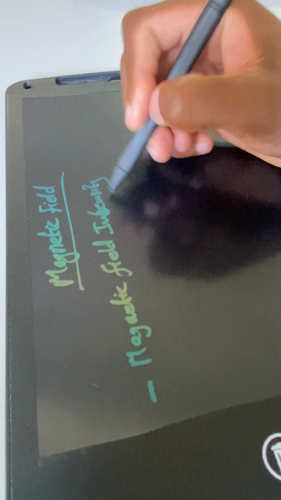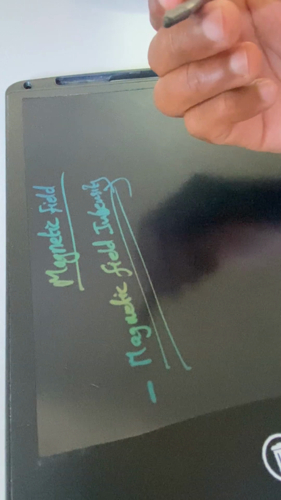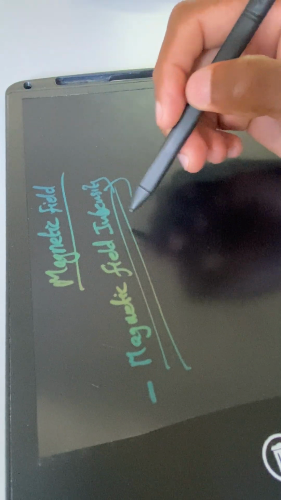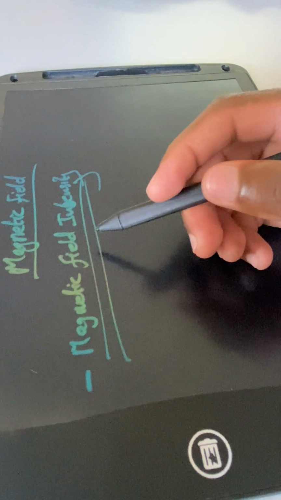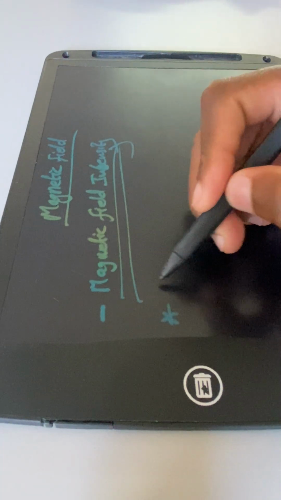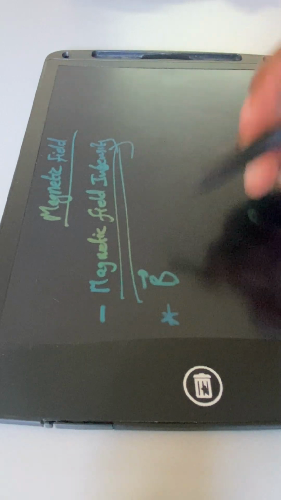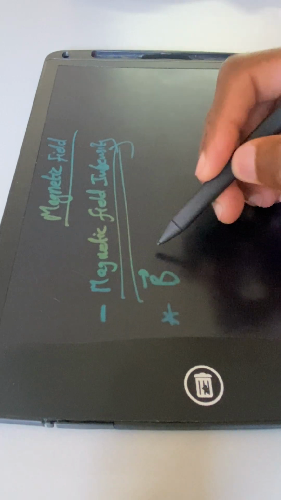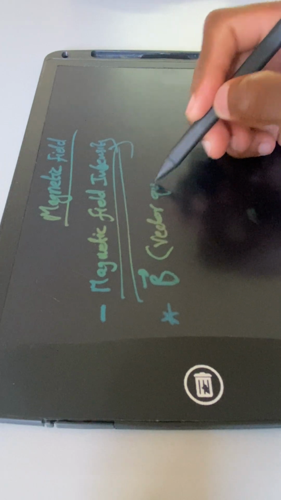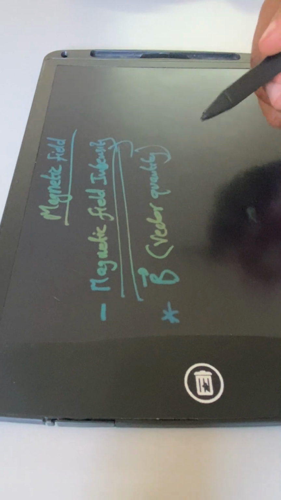or magnetic field strength. So remember, with electric field, we talk about electric field intensity, right? Here we also have magnetic field intensity, which is represented using B. It is represented using B, and the arrow on top of B shows that this is a vector quantity. This is a vector quantity, so that's very important.